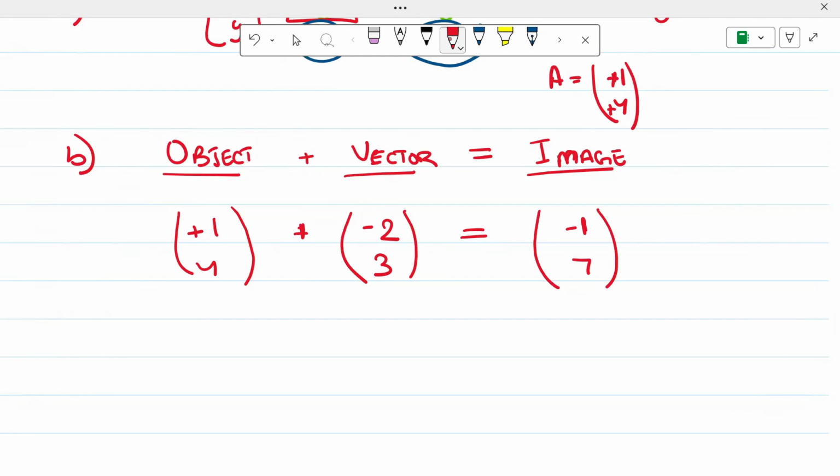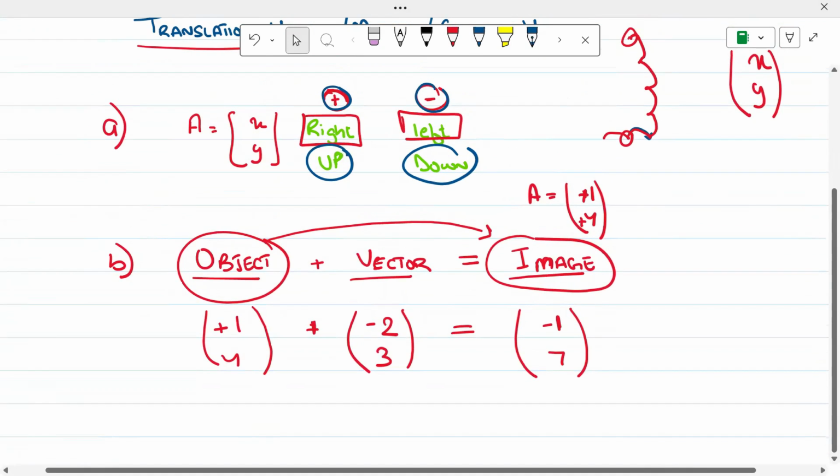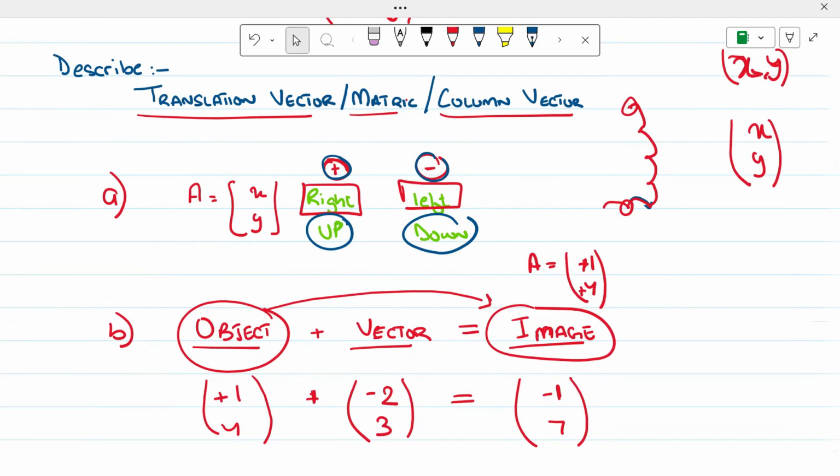When I draw this point on the graph, we can clearly state that the object is being dragged towards the image, so that we can identify it. And when we identify it as a translation, we only write the column vector to which it is being translated. So this is it for translation. It's very simple. In the next video, we're going to do some questions regarding this, so you will understand it more clearly.